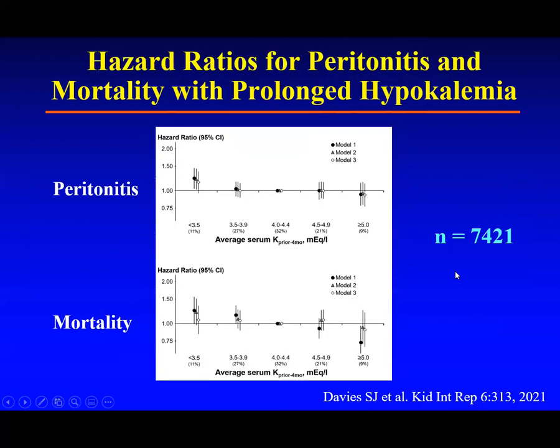And this has been subsequently corroborated in a much larger study by the PDOPS group. And you can see that patients who have hypokalemia for 4 months or longer have an increased likelihood of peritonitis. I think I misspoke. It's a K less than 3.5, but for 4 months or longer.